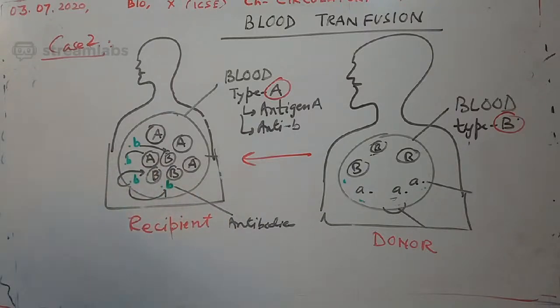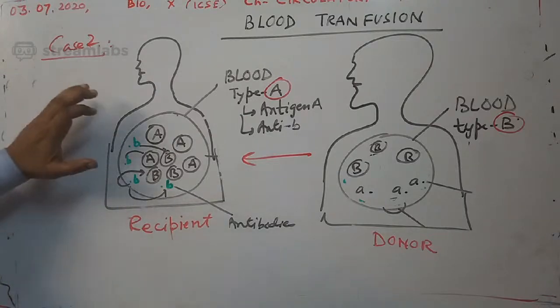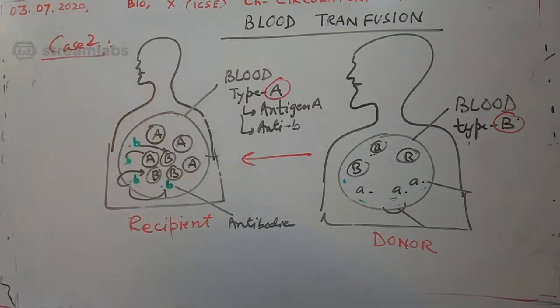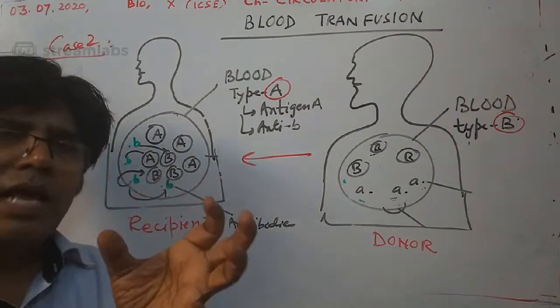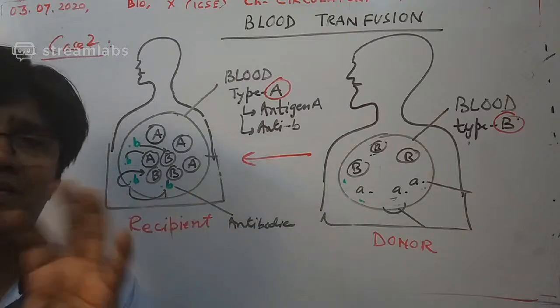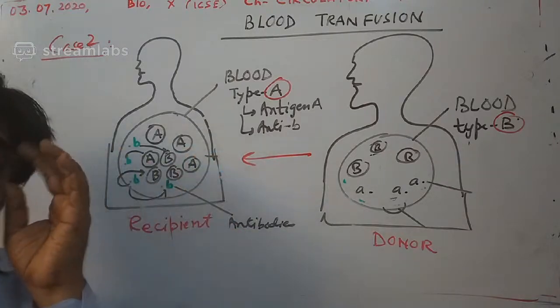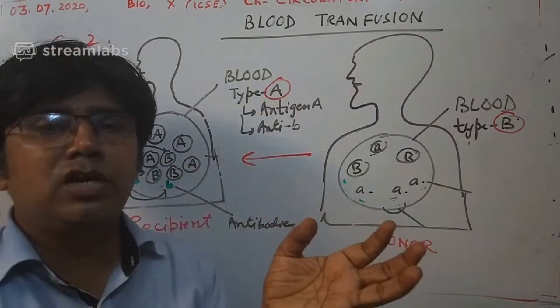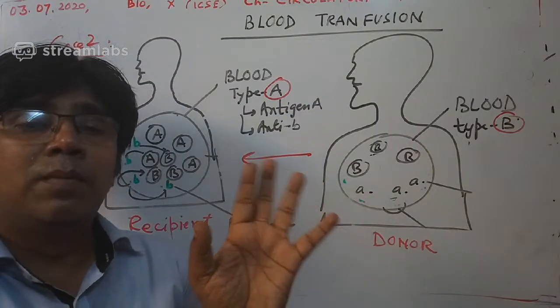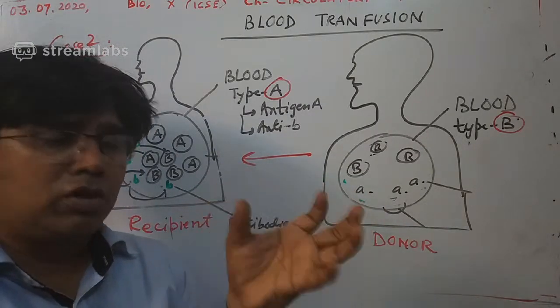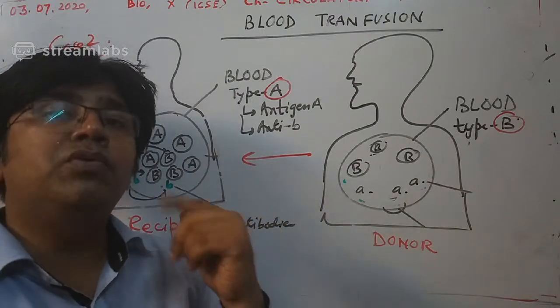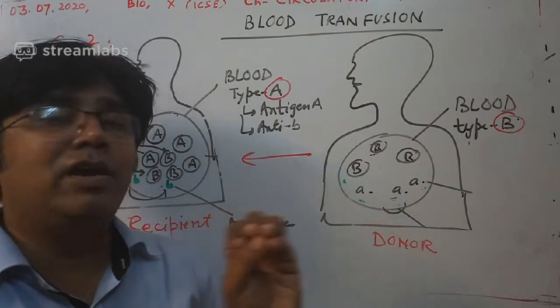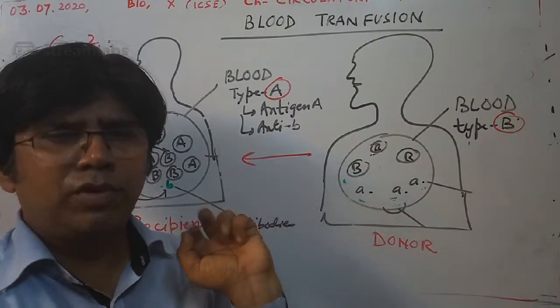Therefore, we must be very careful about the transfusion of blood. A should be given to A, and B should be given to B in all normal conditions. But in time of emergency or war, blood from O can be given, because it is a universal donor, so blood type O can be given to all. But in normal cases, doctors always see that A should be given to A, B to B, and AB to AB, just to avoid any kind of problem. Okay.